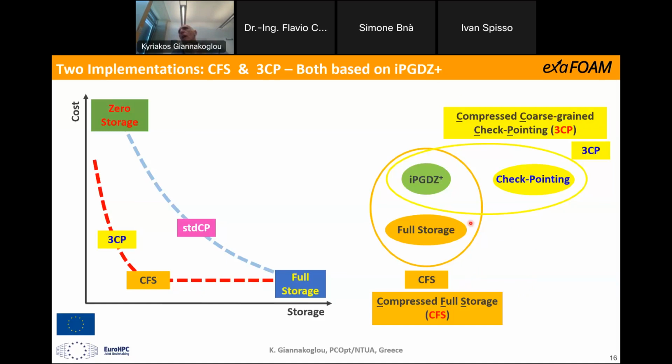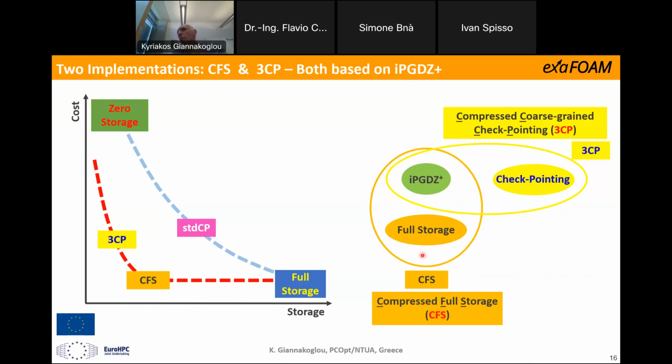Based on this algorithm, IPGT-Z+, we have devised two different methods. The two different implementations of IPGT-Z+ are, the first one is called compressed full storage, CFS. The idea is as simple as that. Do whatever you are doing with full storage. However, let us keep everything stored in a compressed form, using what else?